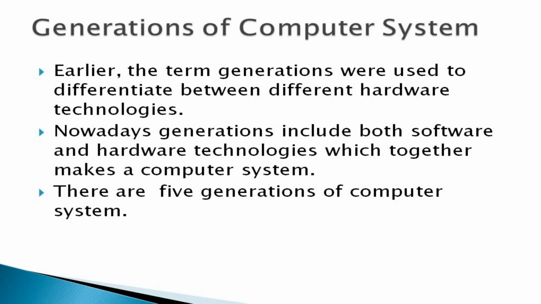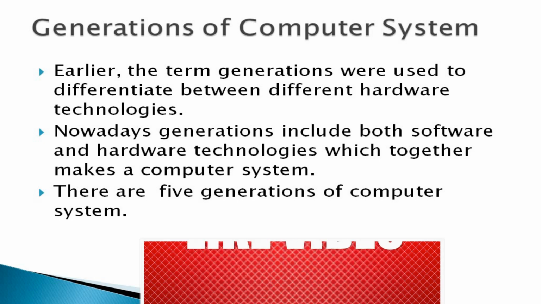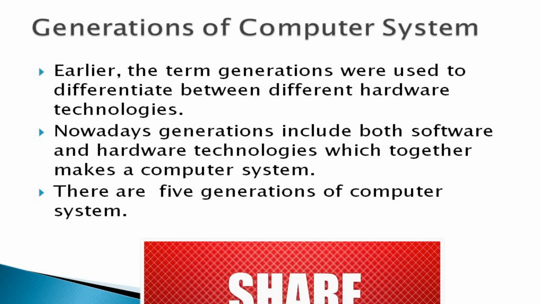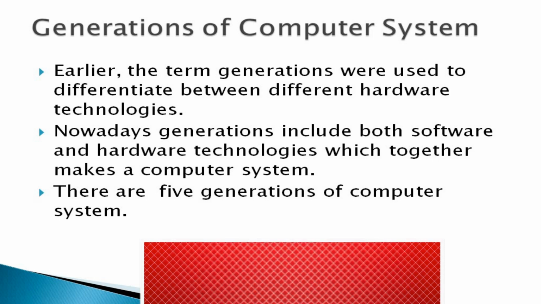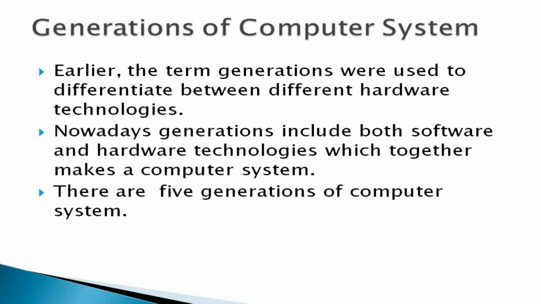Next, we are going to discuss the generations of computer system. There are so many questions which have been asked on this particular topic. When we say the generation of computer system, it is when something new in the existing system has been found. We say that the generation of the computer system has changed, as written here, that earlier the term generation was used to differentiate between different hardware technologies.